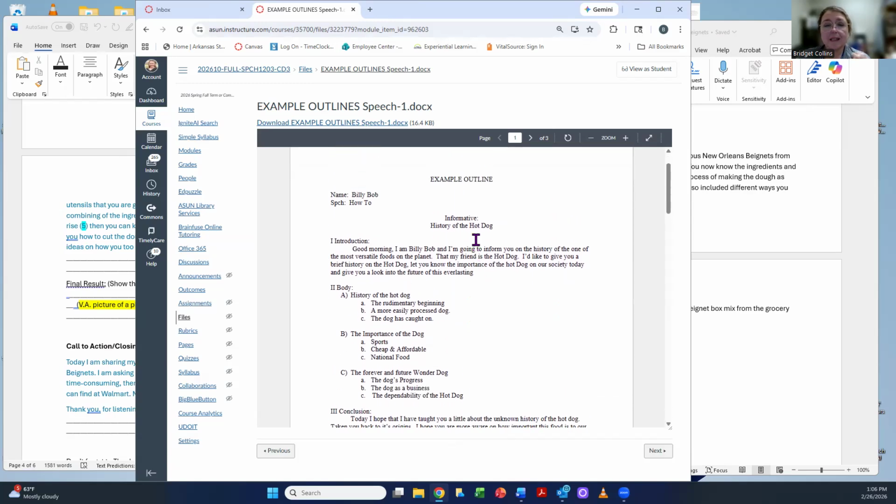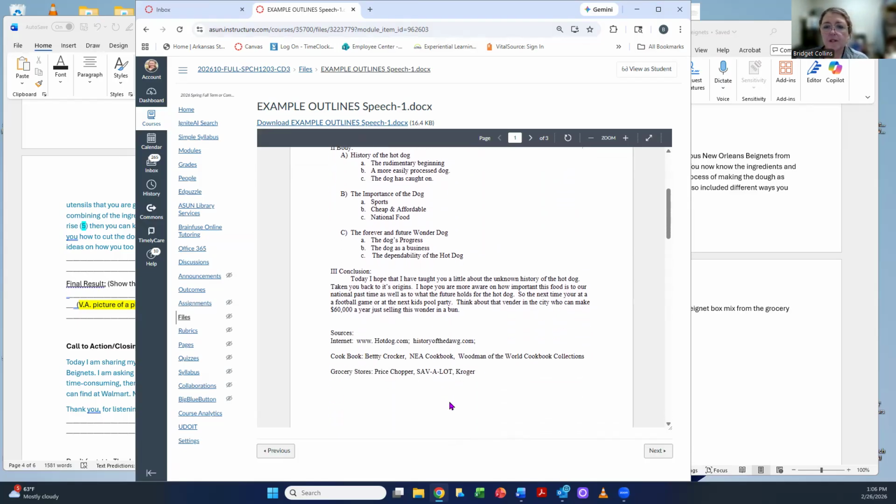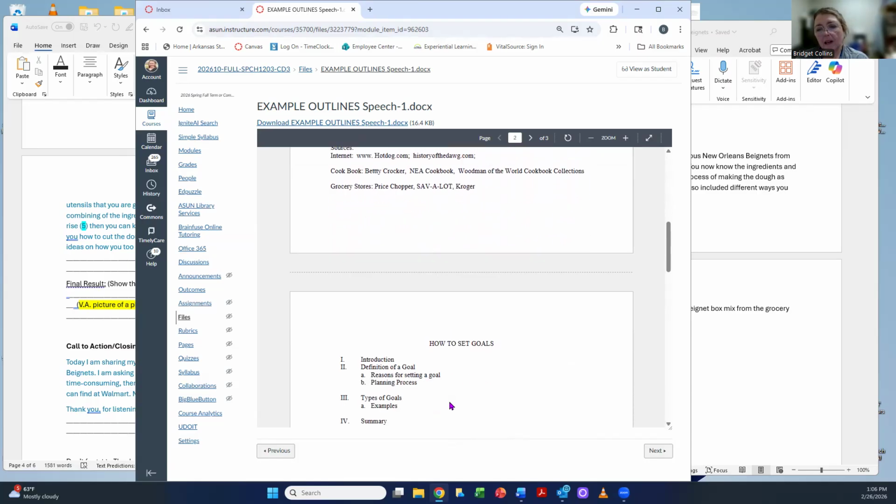The first one is an informative over the history of the hot dog. You see here, it's pretty basic. It has the introduction, the body of the speech, and then it ends with a conclusion and has the sources. Good morning and today. You're using present and future tense in the introduction, and in the conclusion, you're using present and past tense as far as grammar goes. Let's look on into the second one.